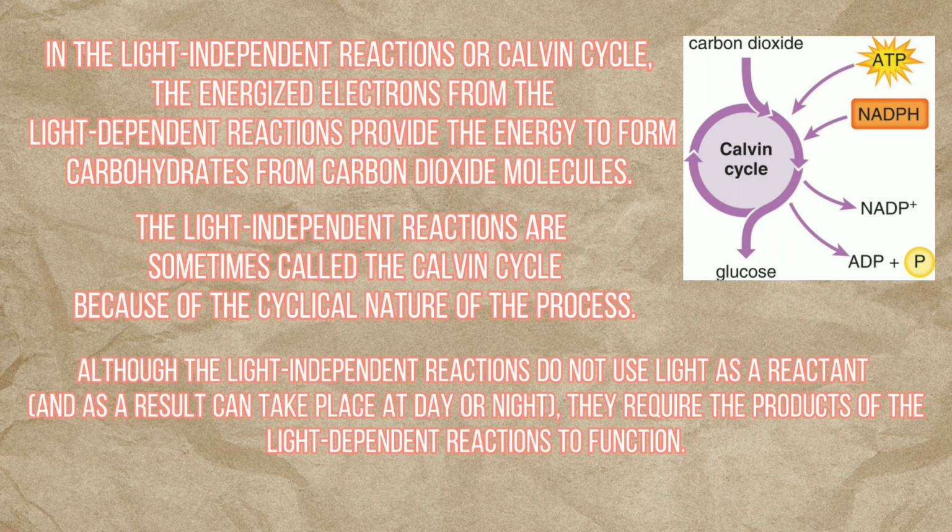In the light-independent reactions, namely the Calvin cycle, the energized electrons from the light-dependent reactions provide the energy to form carbohydrates from carbon dioxide molecules. The light-independent reactions are sometimes called the Calvin cycle because of the cyclical nature of the process. Although the light-independent reactions do not use light as a reactant and as a result can take place at day or night, they require the products of light-dependent reactions to function.